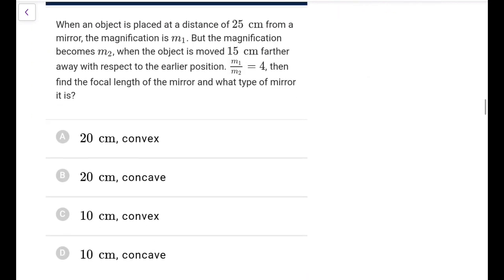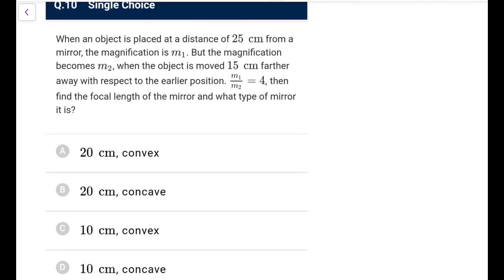Now the next one. An object is placed at a distance of 25 centimeter from the mirror. The magnification is m1, but the magnification becomes m2 when the object is moved 15 centimeter further away with respect to the earlier position, and the ratio of m1 to m2 is 4. Then find the focal length of the mirror and what type of mirror it is. So it is placed at 25 centimeter from a mirror, the magnification is m1, but it becomes m2 when the object is moved 15 centimeter further away. That is what we are given.